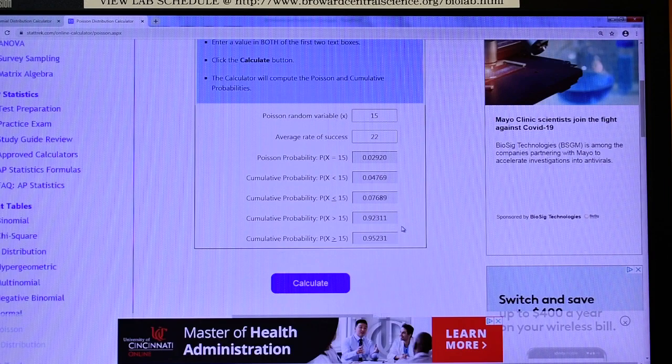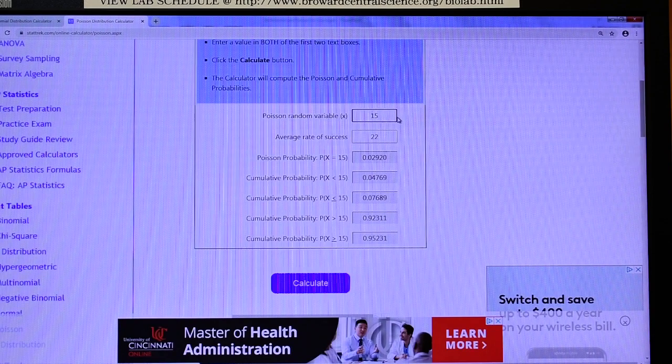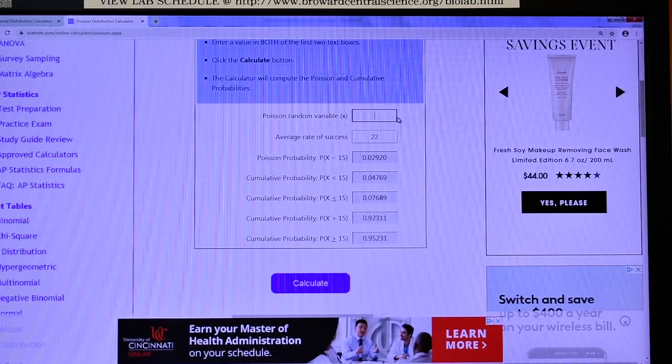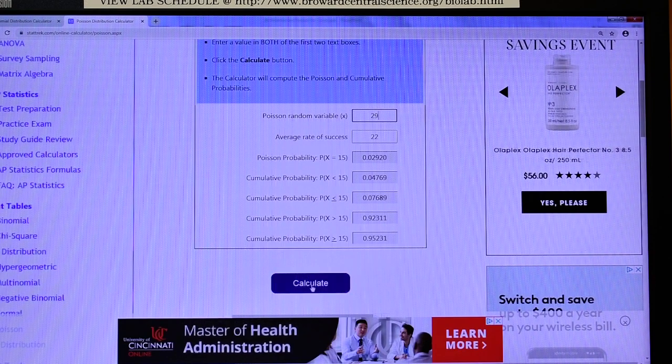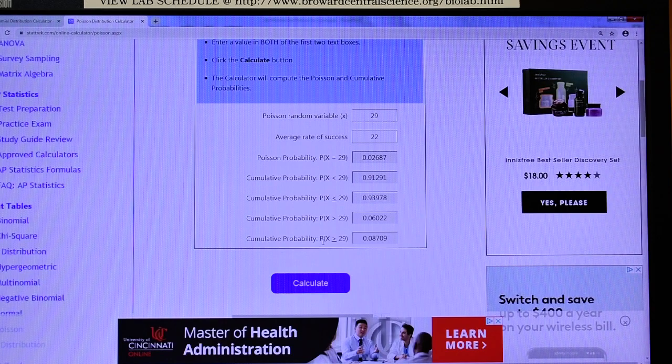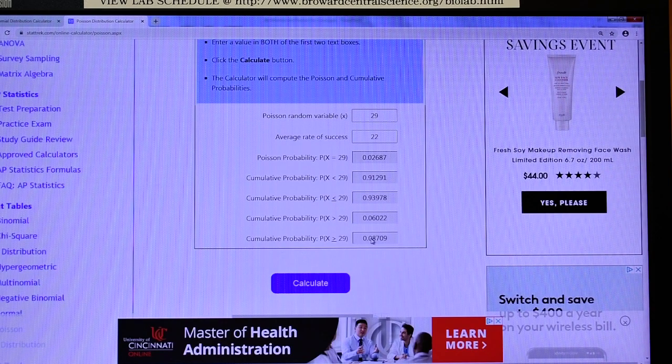Now, if you wanted to know how likely it is to get an extreme value, so in other words, to get 15 or fewer, which is 7 below 22, we could look at the other end. How likely are we to get 29 or more? So add 7 to that. That would be a cumulative probability on the other end, and that's about 9%.